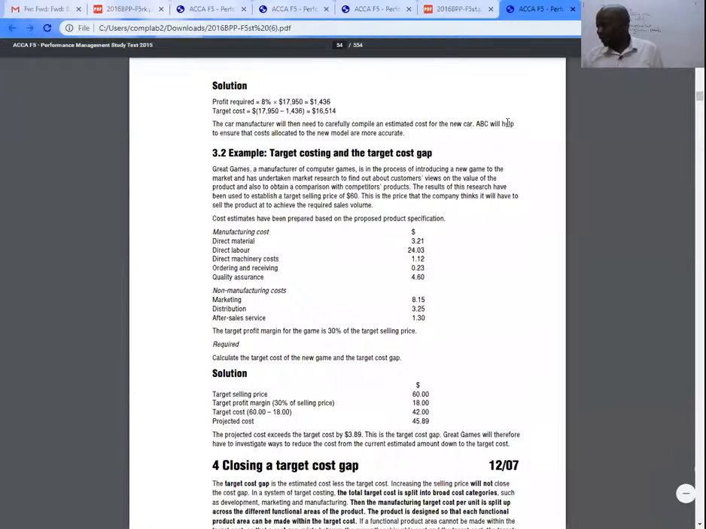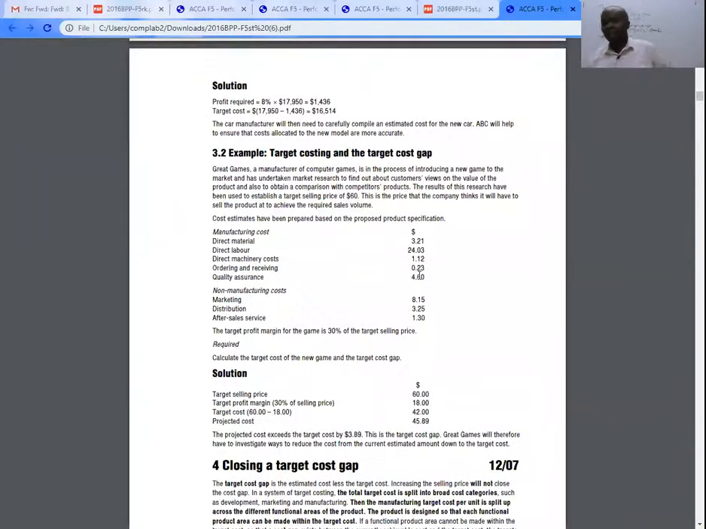So we are told here, Great Games. I'm reading example 3.2 here. Great Games, a manufacturer of computer games, is in the process of introducing a new game to the market and has undertaken market research to find out about customers' views on the value of the product and also to obtain a comparison with competitors' products. The results of this research have been used to establish a target selling price. So you can see they have given you a target selling price of $60.